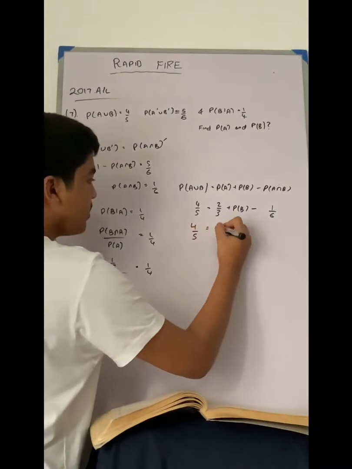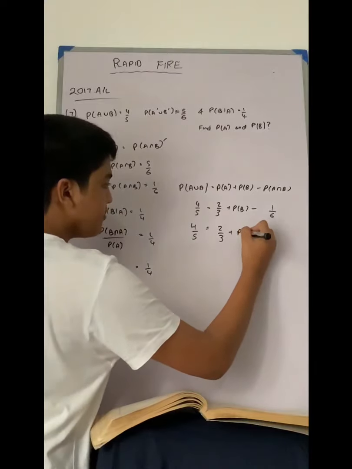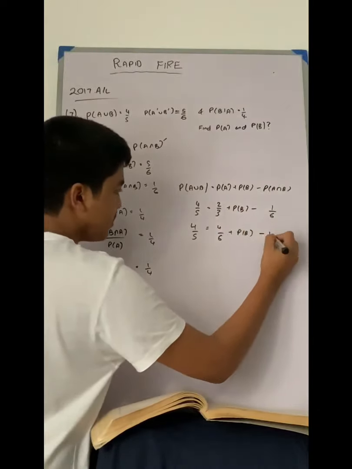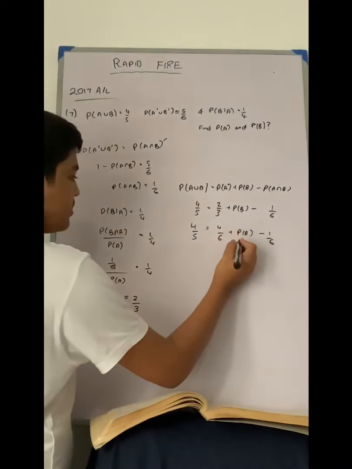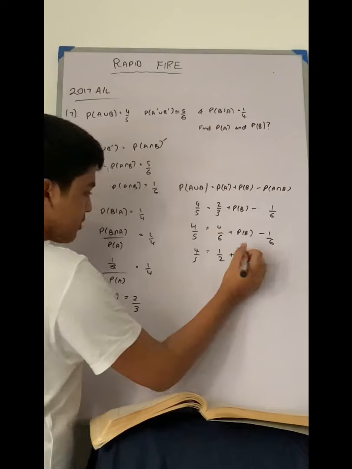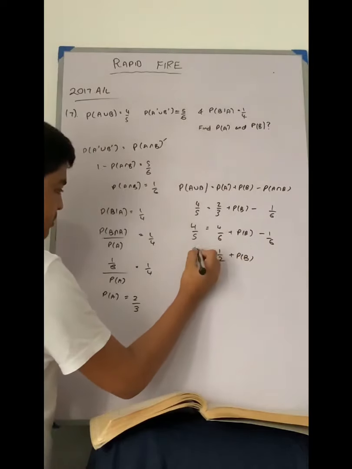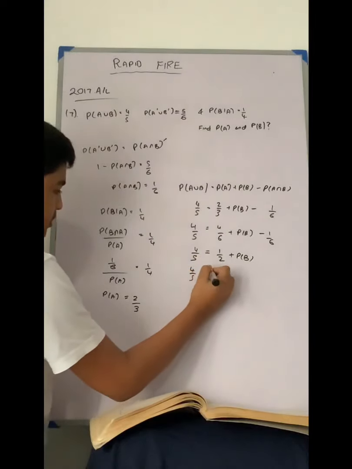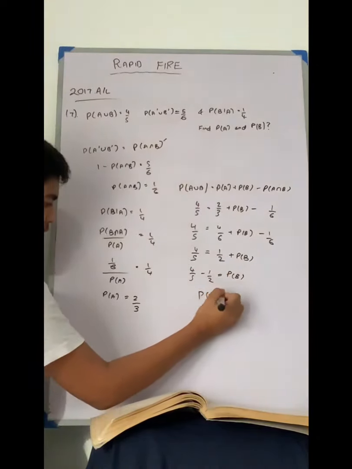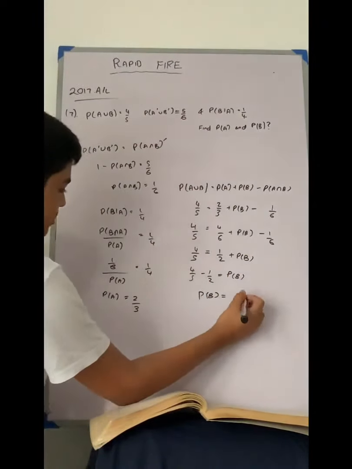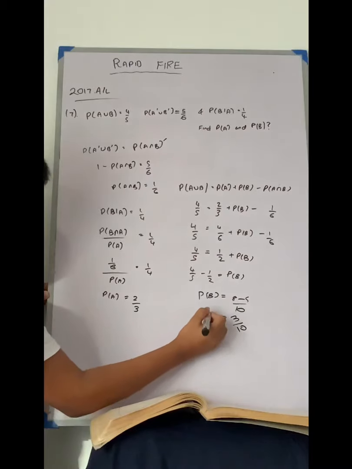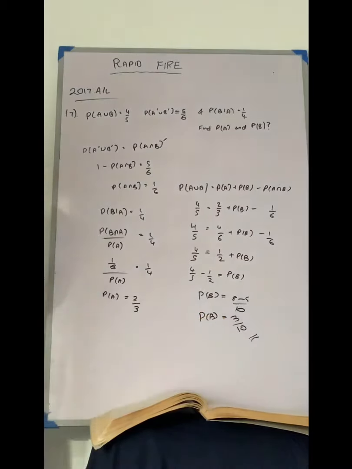So we know 4/5 is equal to 2/3 plus P(B). So we can write 2/3 as 4/6 minus 1/6. Alright, so then we have half left here. Now we're done with this question too.